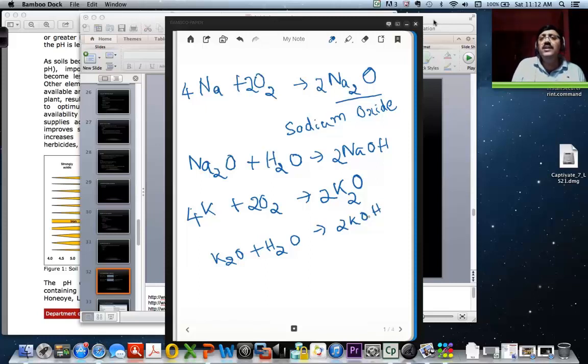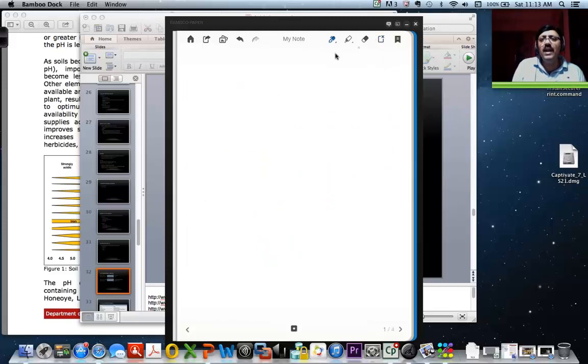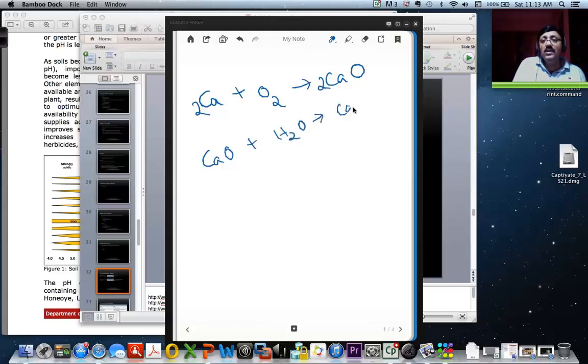Similarly, I can show you calcium, right? The same thing can happen with calcium also. So calcium can combine with oxygen to produce calcium oxide, right? Calcium oxide. Now I can put 2 here and 2 here, so it's balanced. Then I can take calcium oxide and water to produce calcium hydroxide. So now this is how many? 2. Yes, this is already balanced, right? So this is the way.